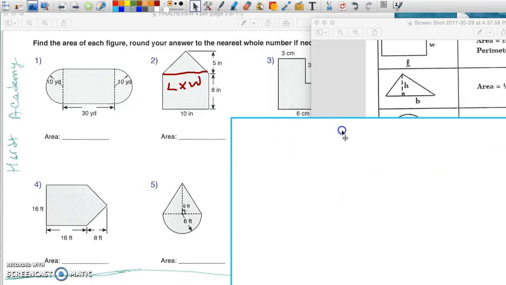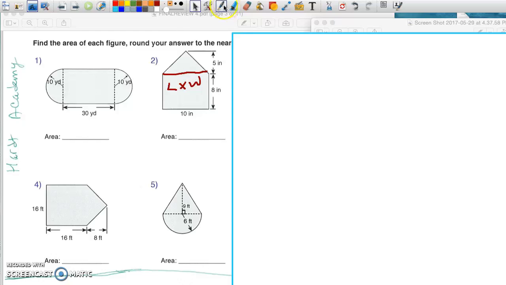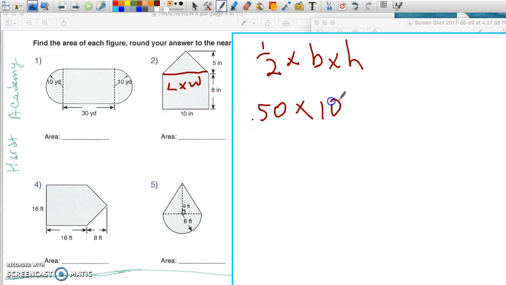New problem. All right. So I'm going to do the triangle first, which is 1/2 times base times height. Now, if you don't want to work with fractions, guess what? 1/2 is 0.50, isn't it? So 0.50 times the base. Hey, what's the base of this triangle? It matches this, doesn't it? So 10 times the height. What's the height of this triangle? 5. Let's multiply those together, see what we get.